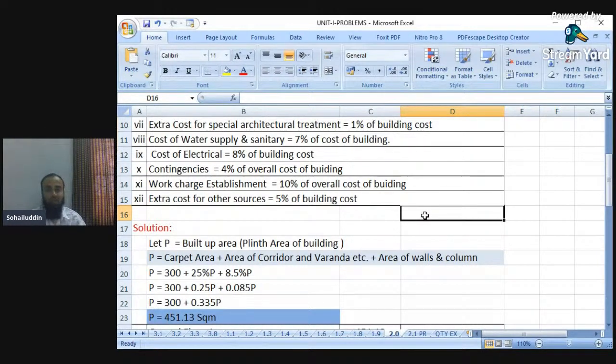And extra cost for other sources, again the same confusion, is nothing but 5% of the building cost, but it has been mentioned last, that is serial number 12. That is the extra cost for other sources, 5% of the building cost.